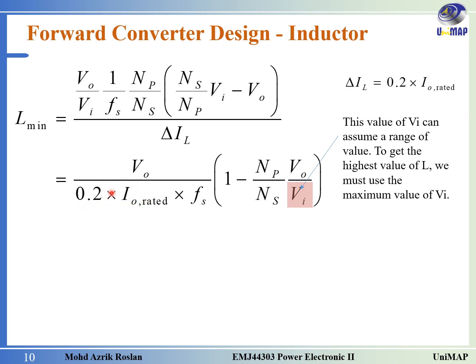And then we know from our diagram before this that delta IL is equal to 0.2 multiplied by IO rated. If we substitute all the values here, finally, remember for the Vi here, to get the highest value of L, we must ensure that we use the maximum value of Vi, because this is 1 minus something in the equation. So if we use a big value here, we can get the maximum value for L.